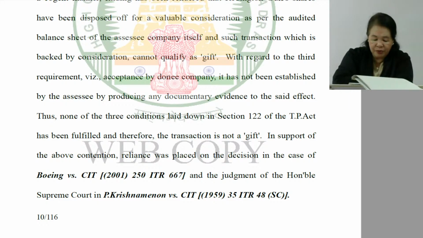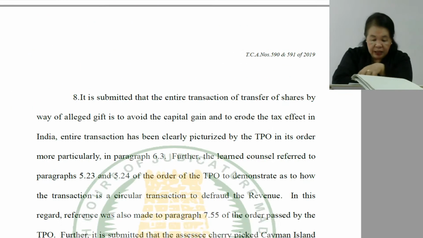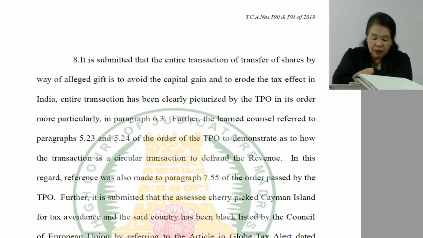In support of the above contention, reliance was placed on the decision in the case of Boeing versus CIT. Oh? So yun po yung isang issue, and na hindi gift yung binigay nila o transfer nila yung malaking shares of stocks. Okay.